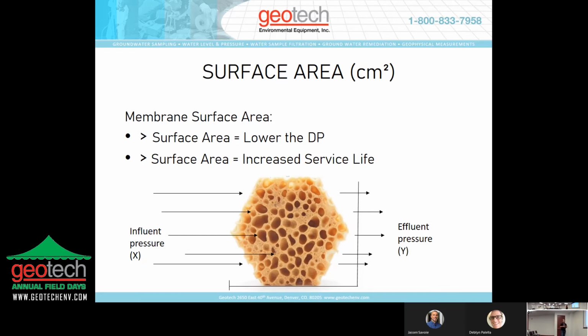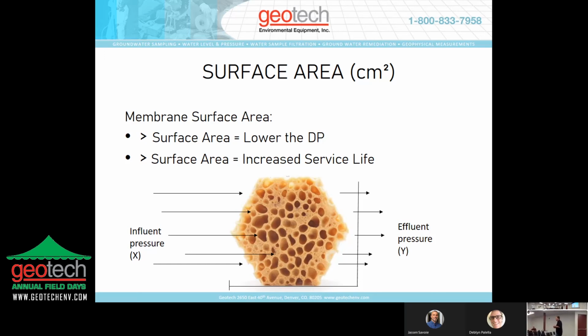Now, when we're looking at surface area, surface area increases the service life of the filter. So if we have a very small filter and we have a known amount of metals or turbidity in that water, a small filter is going to cake a lot quicker than a much bigger filter. So if you're finding that you're using 1 or 2 filters per sample that you're collecting, maybe consider going with a larger membrane size.